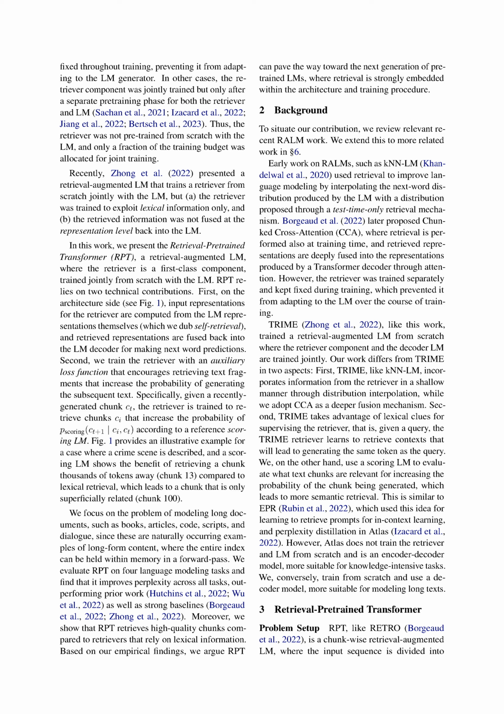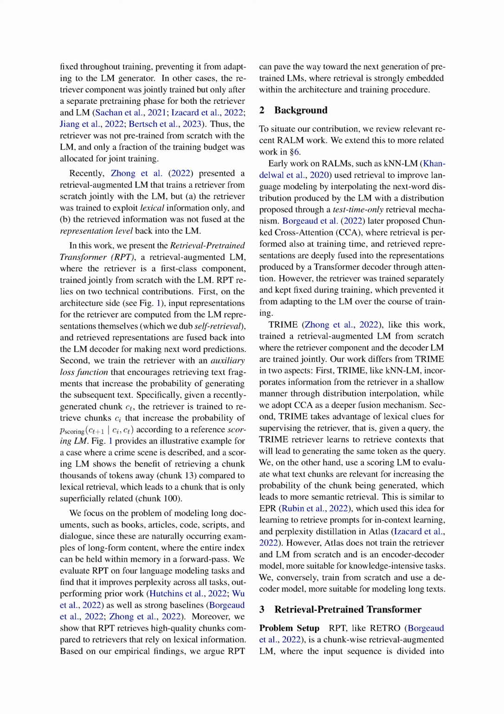We use a scoring language model to assess which text sections are relevant for increasing the chance of generating that chunk. This leads to a more semantically focused retrieval. This method is similar to one used in a model called EPR, which employs this concept for learning to retrieve prompts for in-context learning, and in a process called perplexity distillation, used in a model called Atlas. However, Atlas doesn't train the retriever and language model from scratch and is more suited to knowledge-intensive tasks because it operates as an encoder-decoder model.